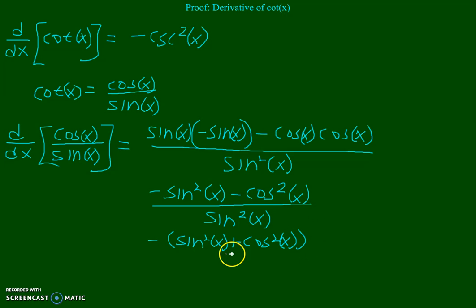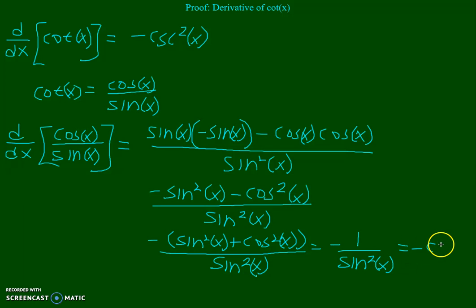Now you should be able to see the Pythagorean identity in here. So this gives us negative 1 over sine squared x, because of course sine squared plus cosine squared is 1, and this is negative cosecant squared x. And there's your derivative.